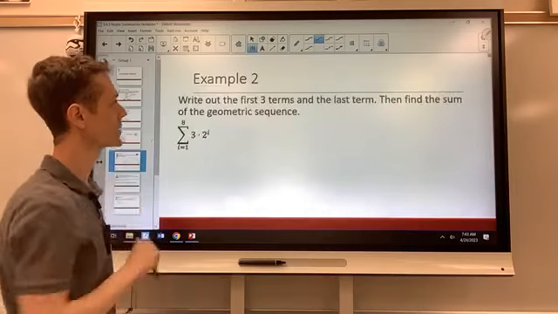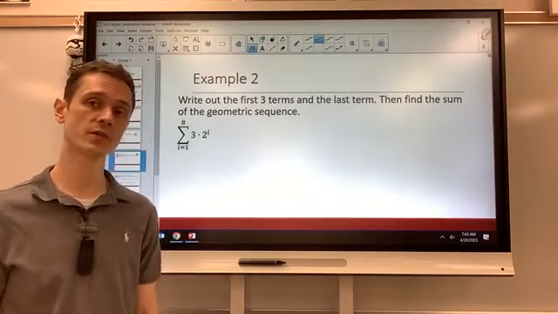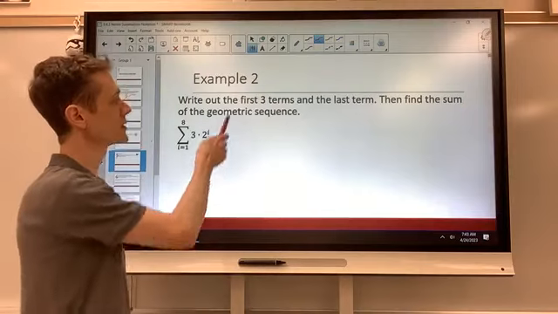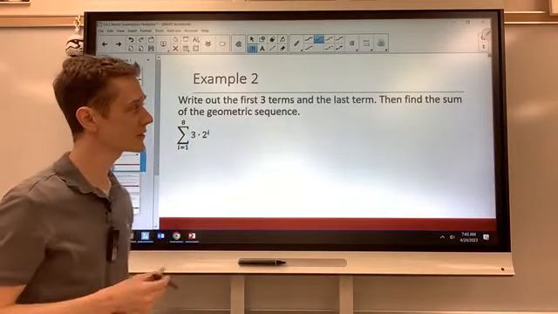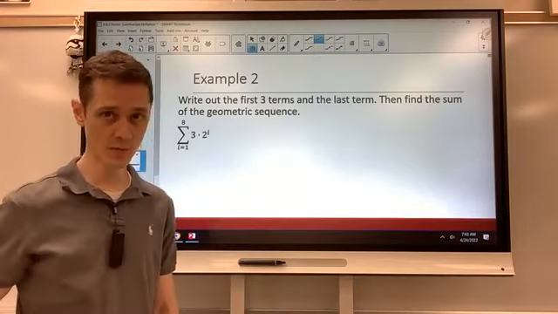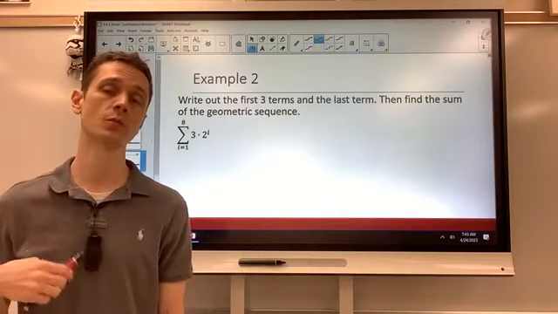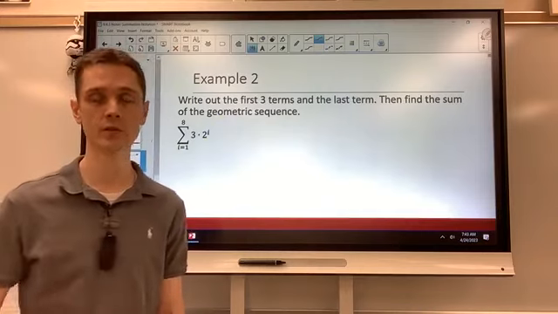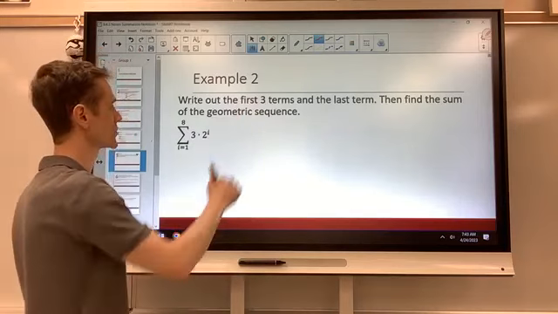Let's look at a second example here. Sometimes they will ask you to find specific terms using the summation notation that they've given you. So in this case, they want me to find what the first 3 individual terms are, and they want me to identify the last term, and then still find the sum of those. Now in this case, they have indicated that it's a geometric sequence, so this might be a good one to actually apply the geometric series formula, which I will go back to when it comes up. But first, let's find the first 3 terms here.